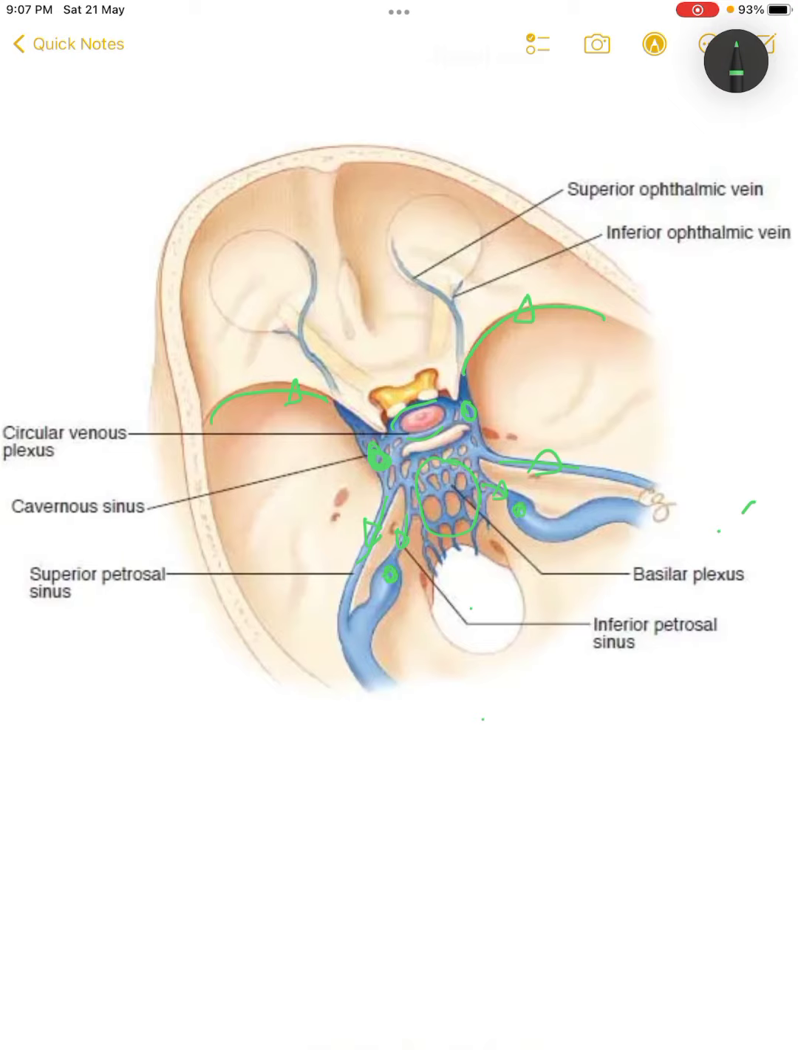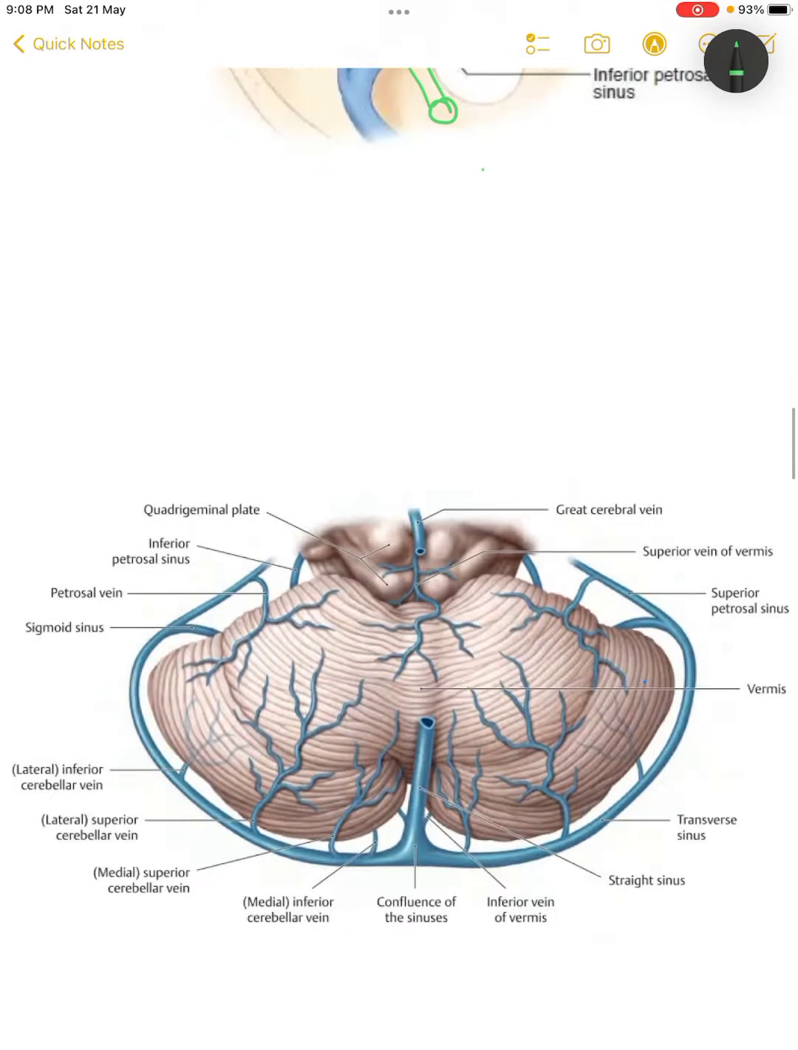Here is our sigmoid sinus, and it's going downward to our internal jugular vein. What I want to focus you on here is that the cavernous sinus actually drains a part which is not a part of the brain. So focus here. This vein is known as the ophthalmic vein, and this ophthalmic vein has two branches, one superiorly, one inferiorly. So we will say the superior ophthalmic vein and inferior ophthalmic vein. Remember this point.